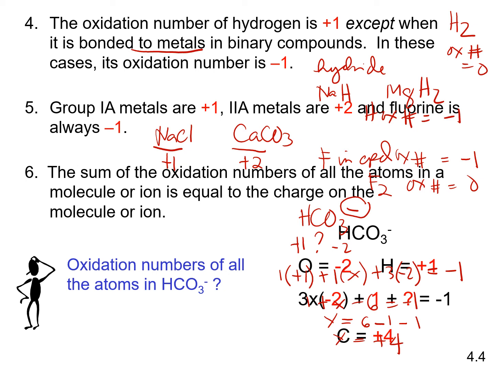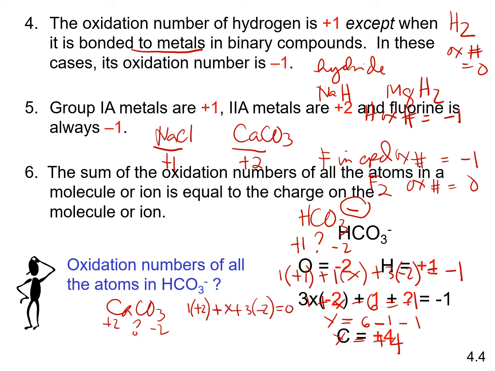So the sum is equal to the charge for an ion, and if it's a molecule, it's equal to 0. For example, calcium carbonate again. You don't see a charge, so the sum is equal to 0. By definition, our calcium is +2 and our oxygen is -2. So what is the carbon here? Same process: 1 calcium times +2, plus 1 carbon, which is x, plus 3 oxygen times -2, equal to 0.